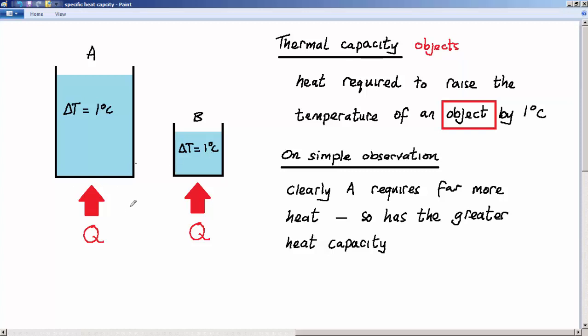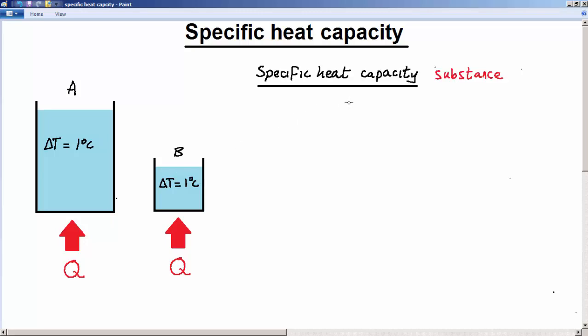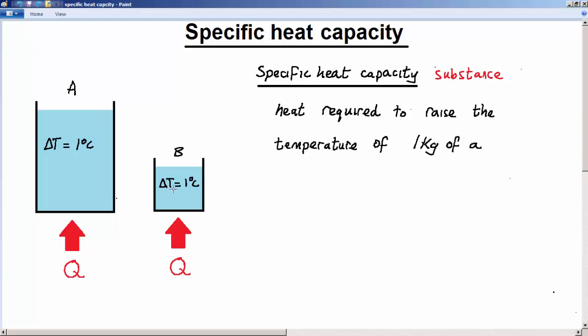And so we can talk about the thermal capacity of either of these objects as being the heat that's transferred to them divided by the resulting change in temperature. Now, specific heat is different from the thermal capacity. The specific heat capacity really refers to the substance or the material rather than the object itself. Okay, so we can say that the specific heat capacity is the heat required to raise the temperature of 1 kilogram of a substance by 1 degree Celsius.